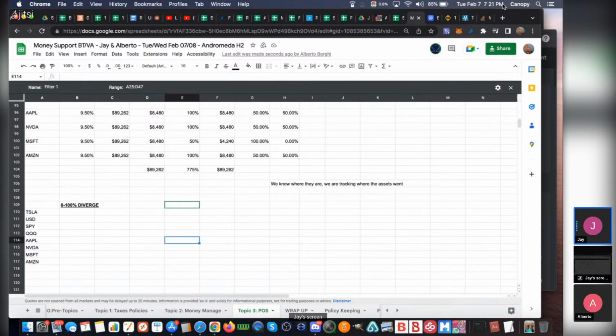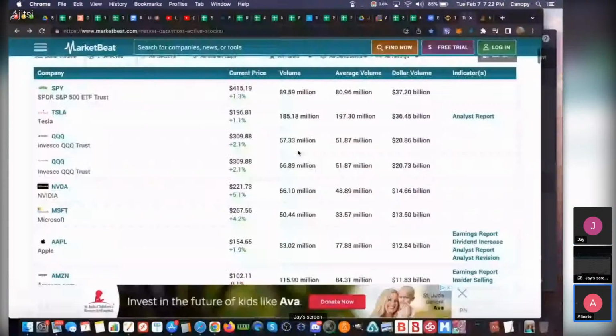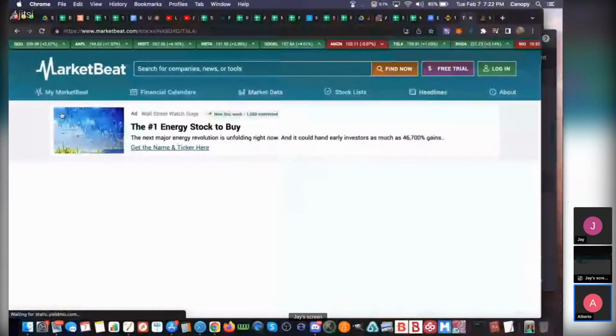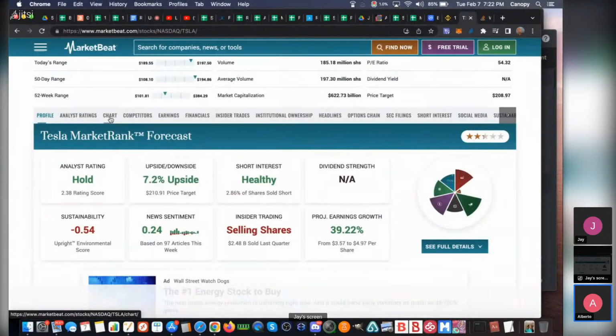Okay, so let's try MarketBeat. If I click on MarketBeat and I go to Tesla, it's Tesla, right? It is number one, MarketBeat. We'll click on the chart. You don't need any particular complicated chart. We just need the line graph.